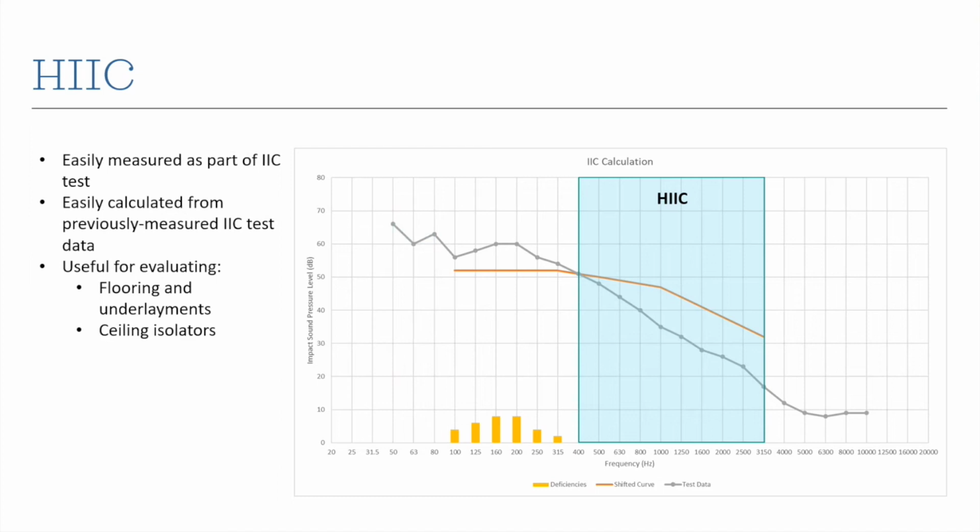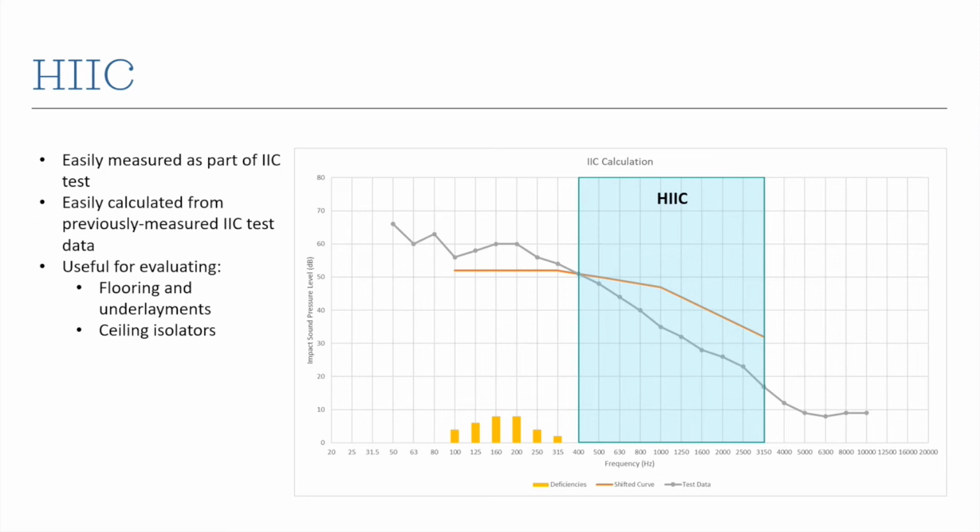So the HIIC is easily measured as part of an IIC test because it's within that same frequency range. And therefore, it's also easily calculated from previously measured IIC test data. And I've done this at PAC. I've gone back to all of our 20 years of acoustical testing for floor ceiling assemblies, and I've taken that data and calculated an HIIC rating from it, because the HIIC rating is just a calculation standard. It's not a measurement test standard.